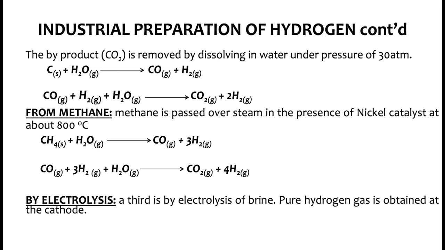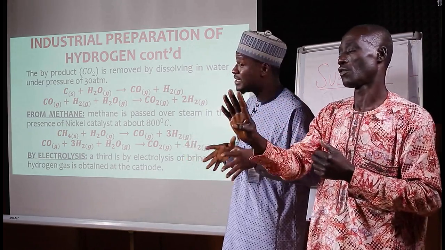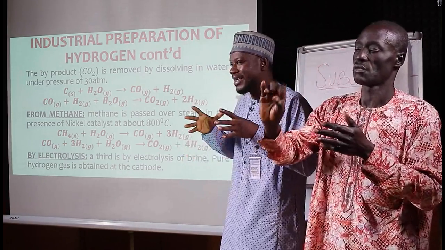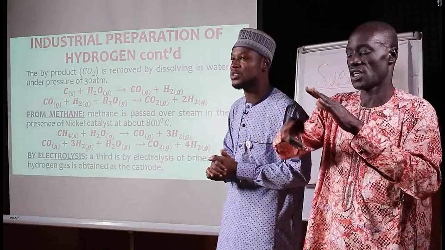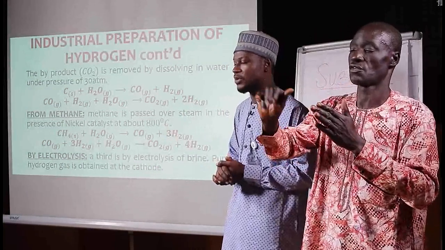Now the reaction is as follows. Carbon can react with water to give you water gas, which is carbon(II) oxide and hydrogen gas. Now if this water gas is passed through more steam, then we can have additional hydrogen gas. 2 molecules of hydrogen gas are produced. So now the carbon(IV) oxide is always removed because it is a byproduct. It can be removed by dissolving it in water under a high pressure of about 30 atmospheres.